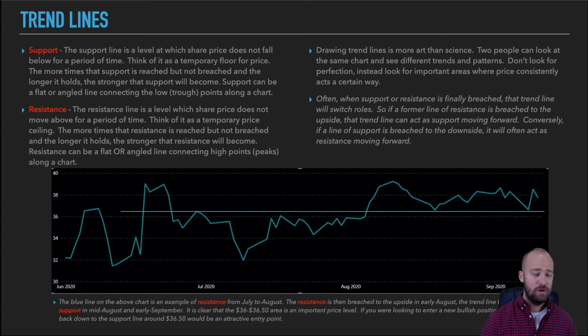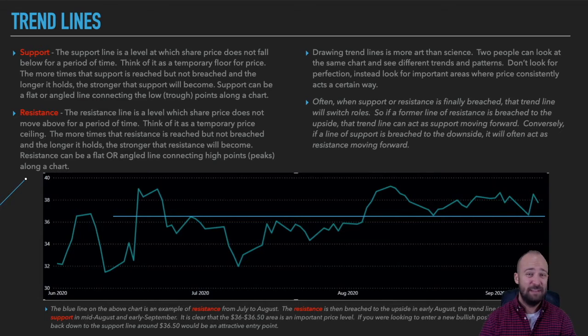So you can see at this point, that trend line, that line of resistance has already been hit twice. Then again in mid and late July, price approaches that line. It doesn't quite reach that line of resistance, but it gets fairly close. So again, that kind of plays to the fact that this is as much art as it is science.